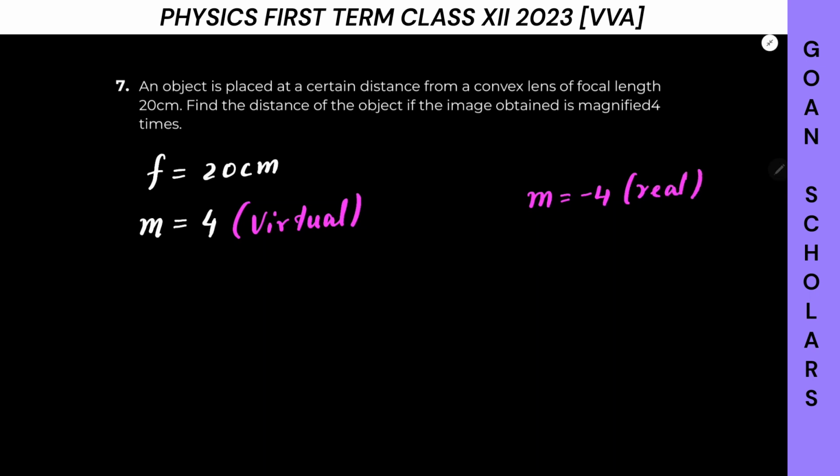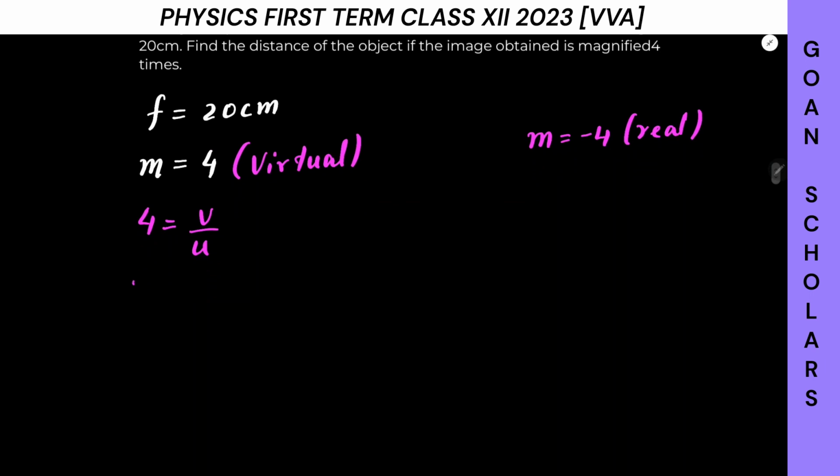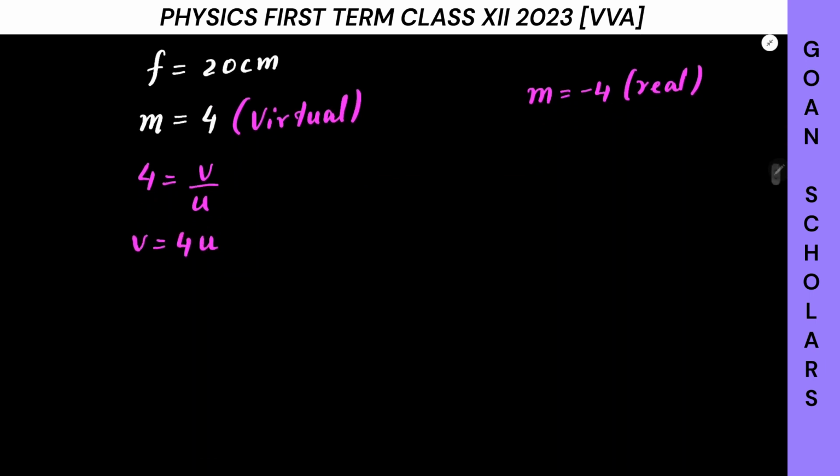Great. Now, what's our lens here? So what's our magnification formula? 4 will be equal to plus V by U, okay? So this means our V will be equal to 4 times U, correct? And if V is 4 times U, let's use our lens formula. 1 by V minus 1 by U equals 1 by F, correct?